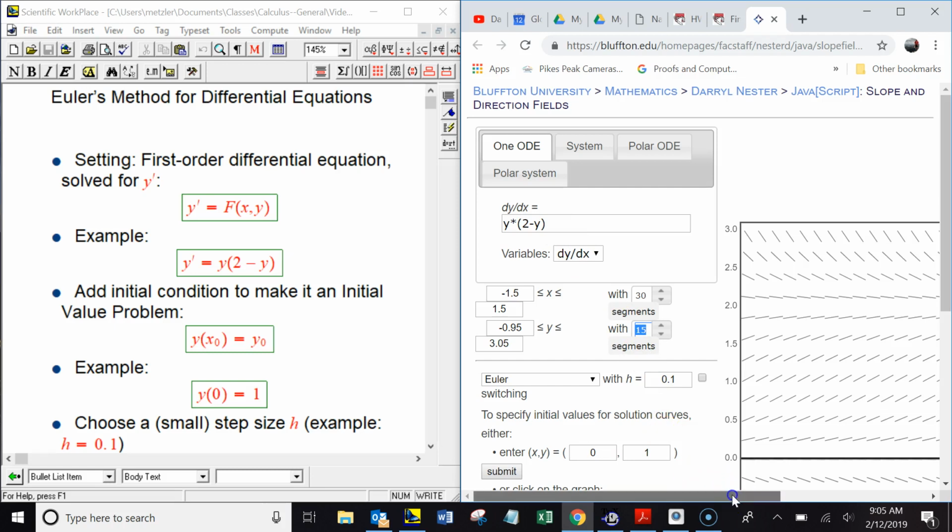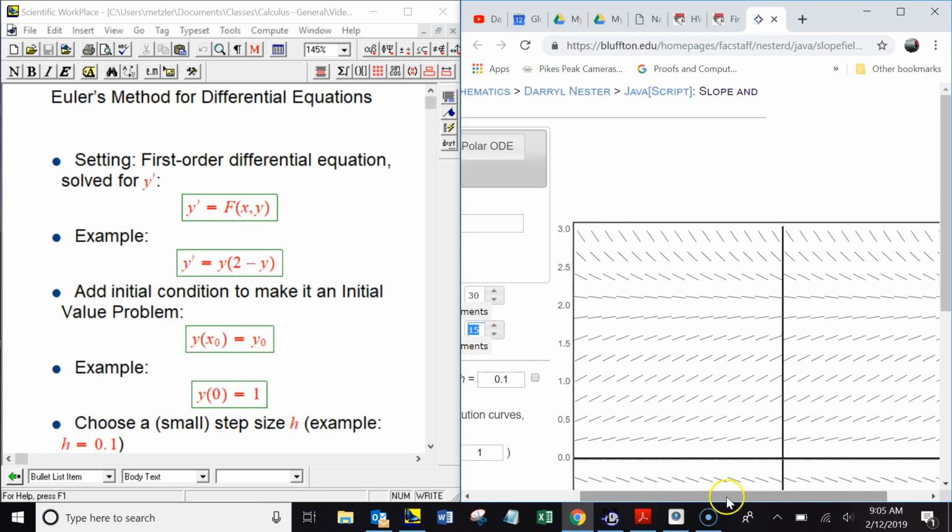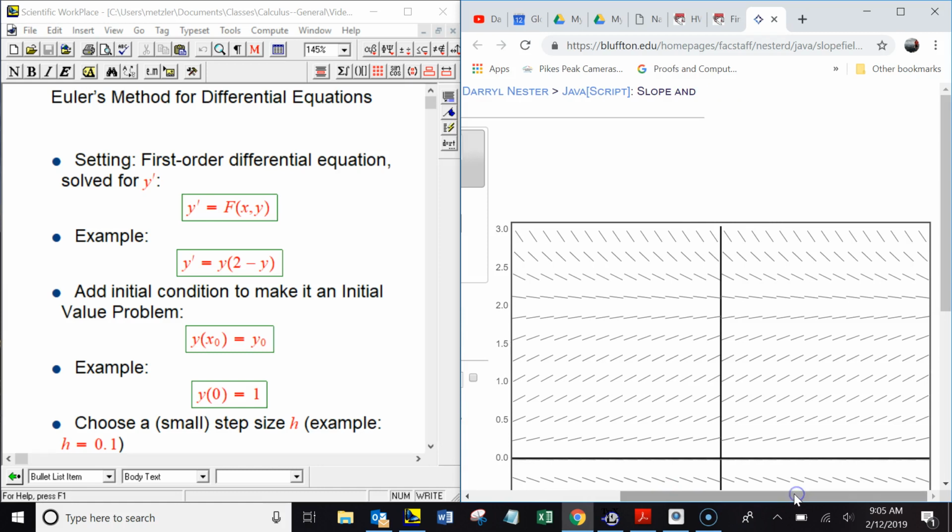And I've got the slope field for that graph, which is a really good thing to think about when you're thinking about Euler's method. So what else do we need? We need an initial condition to get an actual unique solution. So in other words, we're going to make an initial value problem. So y of some particular input is some particular output. To make it simple, we'll say, let's look for the solution that's going through (0, 1).